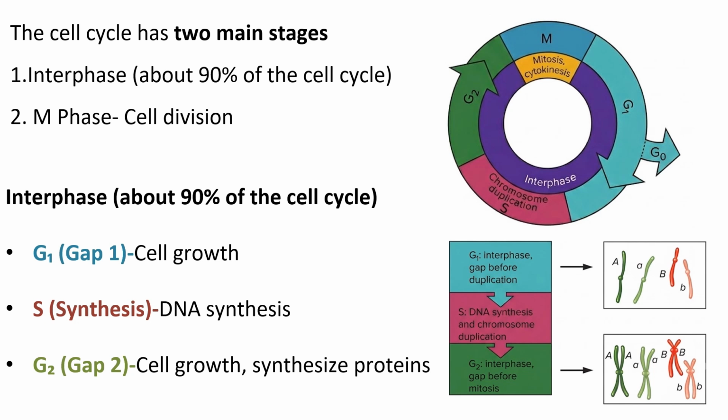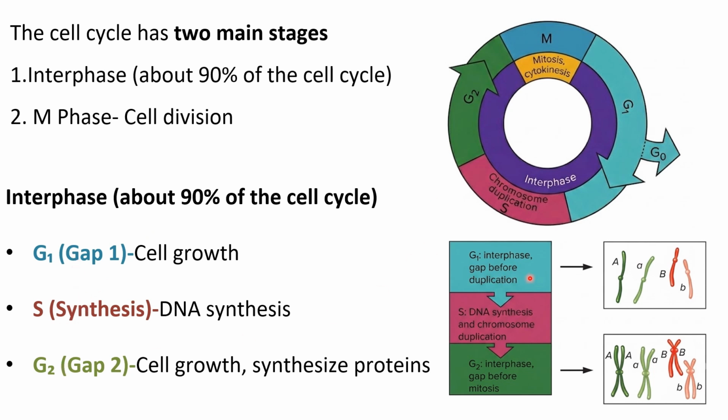Okay, when it comes to the cell cycle, it has two main stages, interphase and M phase. M phase is where the cell division takes place. Before a cell divides, it spends most of its life preparing. This stage is called interphase and it makes up about 90% of the entire cell cycle. Interphase is divided into three stages, G1, S and G2.